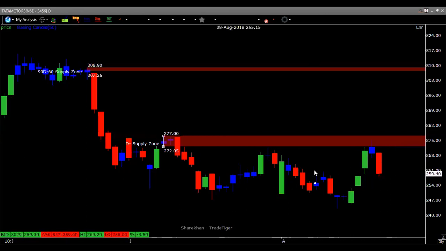But while price was coming up here, there were other zones, for example this zone here and this one more zone here, which price did not respect at all. It just went through them and violated them. I'll show you by drawing those zones.